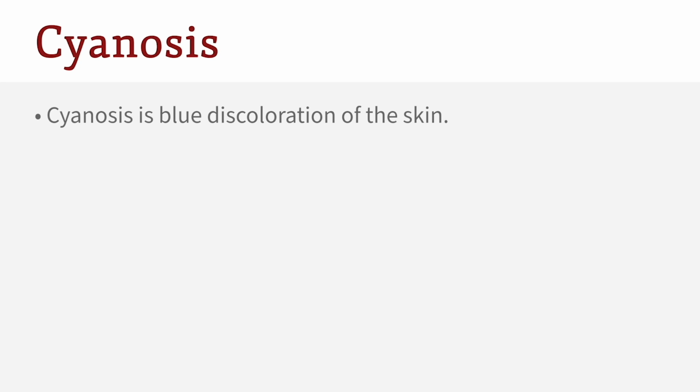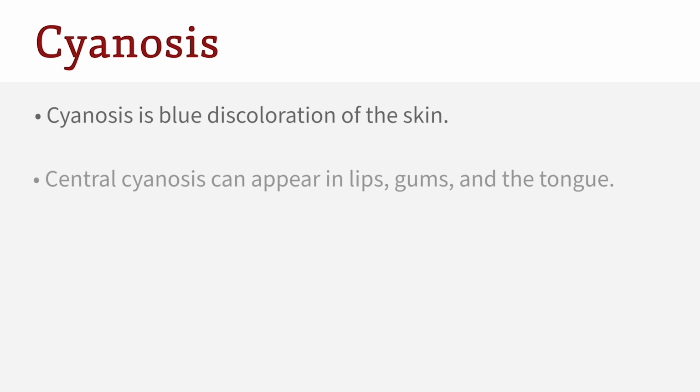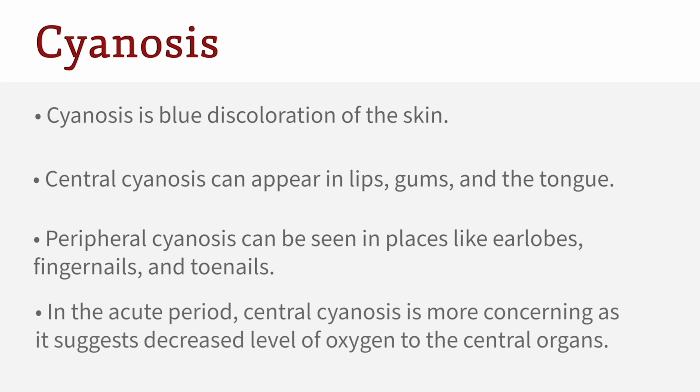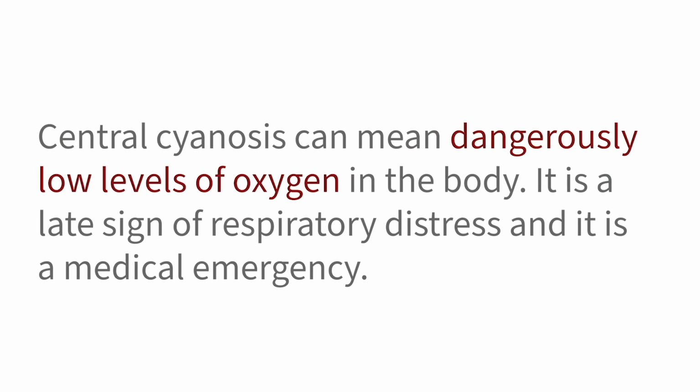Cyanosis is blue discoloration of the skin. Central cyanosis can appear in lips, gums, and the tongue. Peripheral cyanosis can be seen in places like earlobes, fingernails, or toenails. In the acute period, central cyanosis is more concerning, as it suggests decreased levels of oxygen to central organs. Central cyanosis can mean dangerously low levels of oxygen in the body. It is a late sign of respiratory distress, and it is a medical emergency.